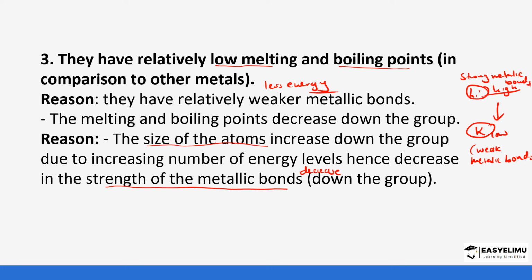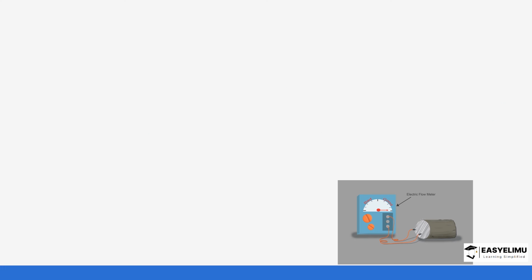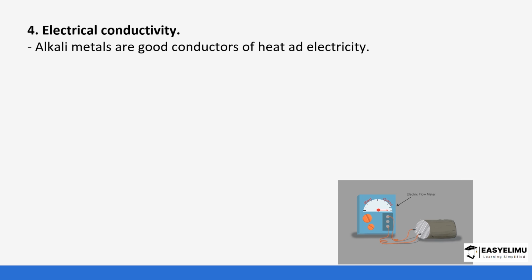And the reason this is so is because lithium is small in size, its atomic radius is small, while for potassium the atomic size is large. So you can see how the size directly affects the strength of the bond, which directly affects the melting point and boiling point. You'll come into details on this later when we get to bonding. Next we'll look at electrical conductivity. If we take the alkali metals, you notice that they are very good conductors of heat and electricity.